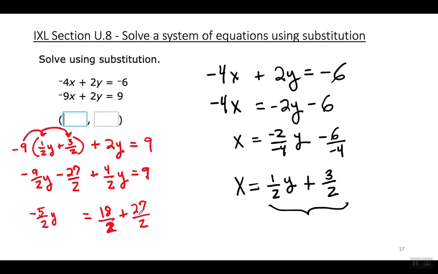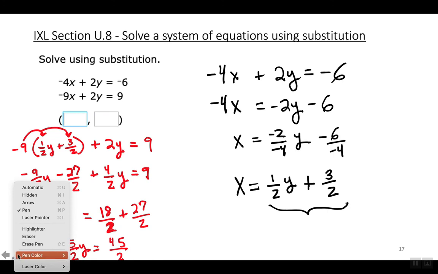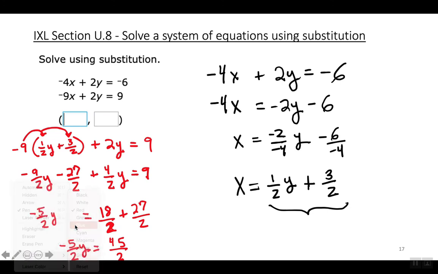All right, so when I combine them, I'm going to get 45 over 2. Okay, so negative 5 over 2y equals 45 over 2. Now to get rid of that negative 5 over 2, I'm going to multiply both sides by the reciprocal of negative 5 over 2, which is negative 2 over 5.